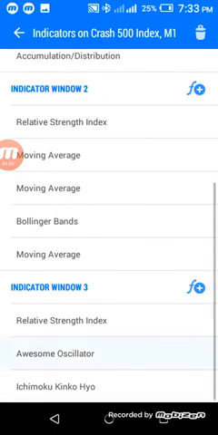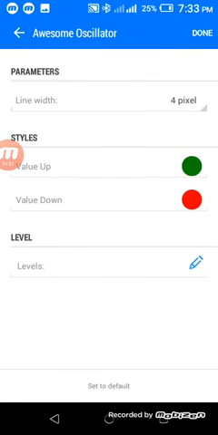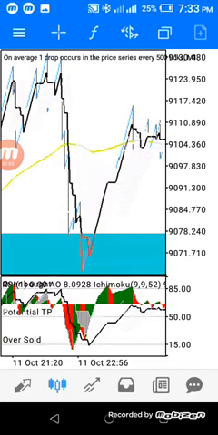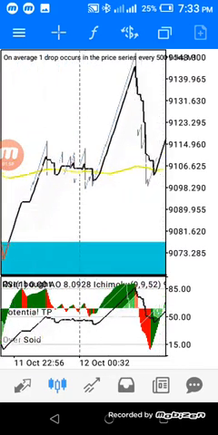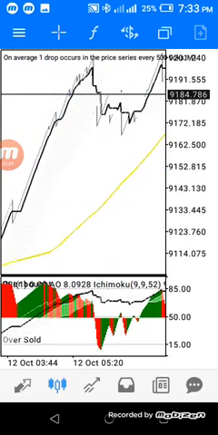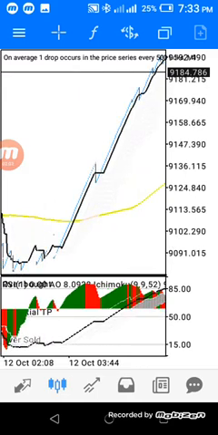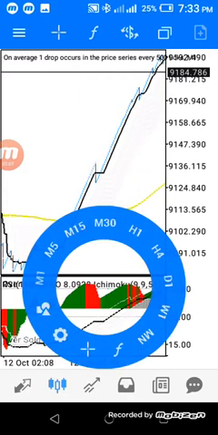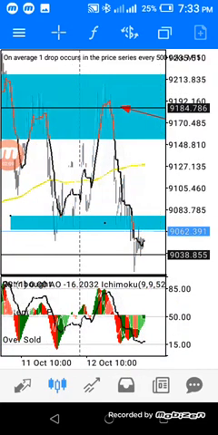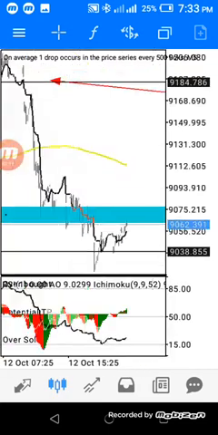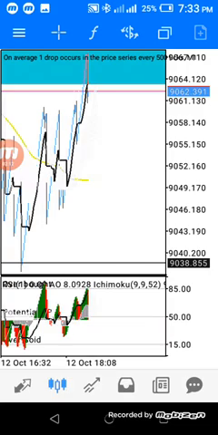Then you also add the Awesome Oscillator, default settings. Then you click done, and then this is what your chart looks like. Alright, so how do you use this strategy now? Actually, this strategy requires you to use 2 to 3 time frames interchangeably. So we start from the M15 down to the M5, then we use our M1 for entries.